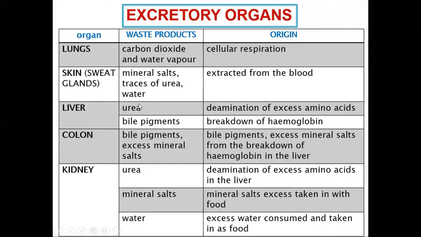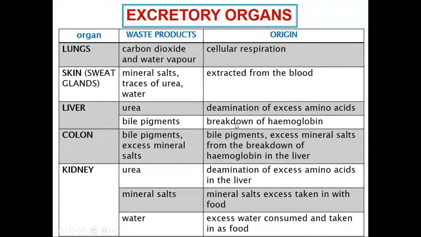And then you have the liver. Here you have urea and bile pigment. Urea is as a result of deamination. When you talk about deamination, you're talking about removal of the amino group. It means that it was a protein, but you remove the amino group, that part which makes it a protein. Now it is converted into another substance, which is urea in this case. So we don't store excess proteins in our body. The excess proteins are deaminated, meaning we remove that amino group and then it becomes urea.